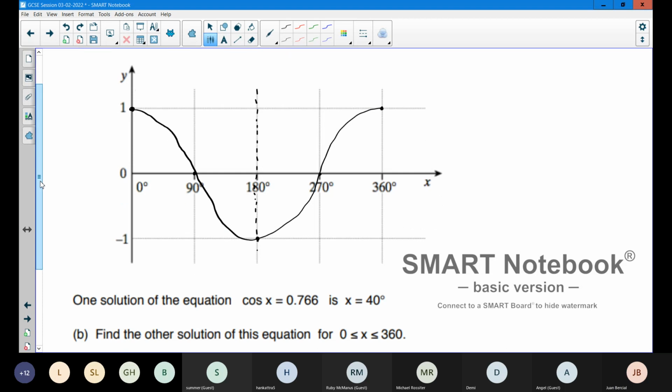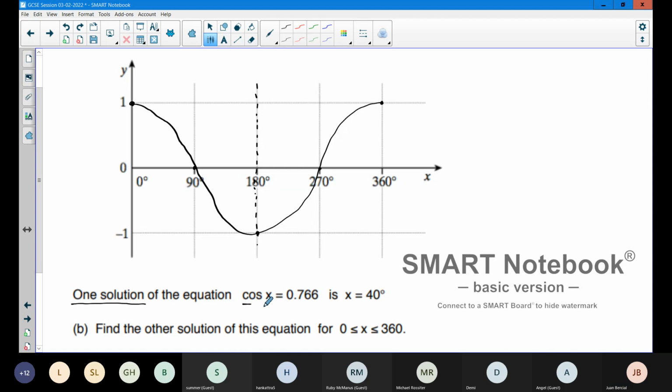They're telling me one solution of this cos x equal to 0.766 is x equal to 40. Okay, so remember, that's the same idea as before. Solving cos x equal to 0.766 is the same as finding the intersection of y equals cos x and y equals 0.766.